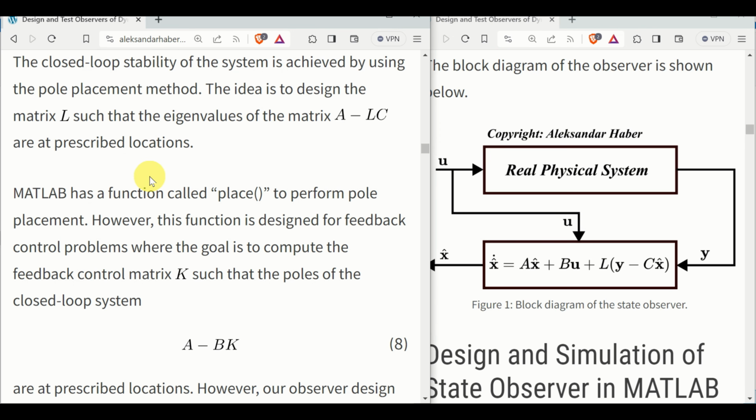The closed-loop stability of the system is achieved by using the pole placement method. The idea is to design the matrix L such that the eigenvalues of the matrix A minus LC are at prescribed locations that will guarantee asymptotic stability. From linear systems theory, we know that if the poles of the closed-loop system are strictly in the left half of the complex plane, the system, or better to say the closed-loop system, is asymptotically stable. Consequently, the goal is to select the matrix L such that the eigenvalues of the matrix A minus LC are strictly in the left half of the complex plane.